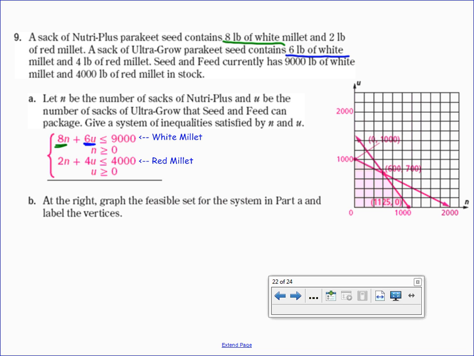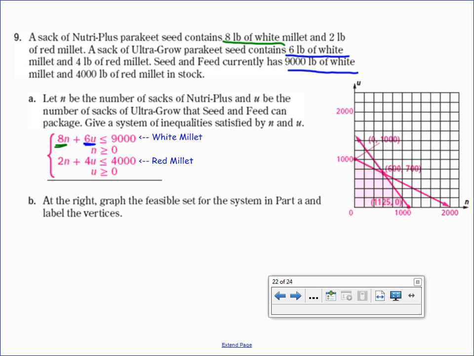How much white millet do we have on hand? 9,000 pounds. So we can do at most, right? At most 9,000 pounds for the white millet equation, or inequality rather. That's why we get less than or equal to.